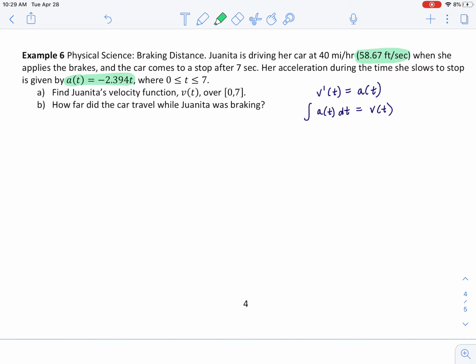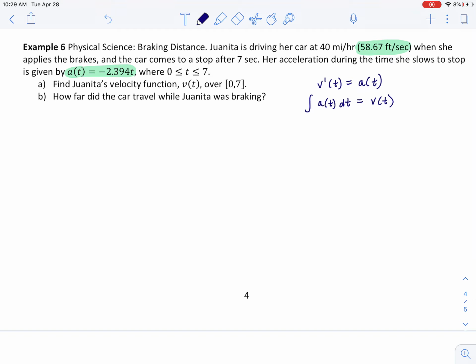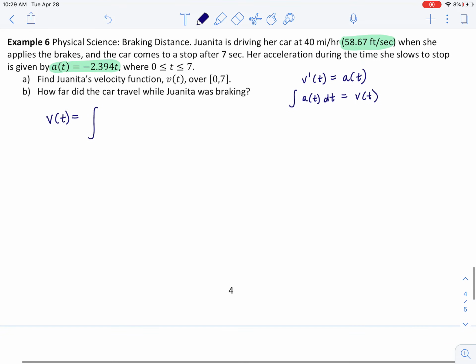Okay, so what do they want first? Find Juanita's velocity function. Of course, we were expecting it. So they gave us the acceleration function. They're like, hey, integrate this acceleration function to find v of t. Oh, we can do that. I'm not going to put any bounds. I'm going to go ahead and put the plus c there, because I think I have that initial condition that I highlighted up there to solve for c.